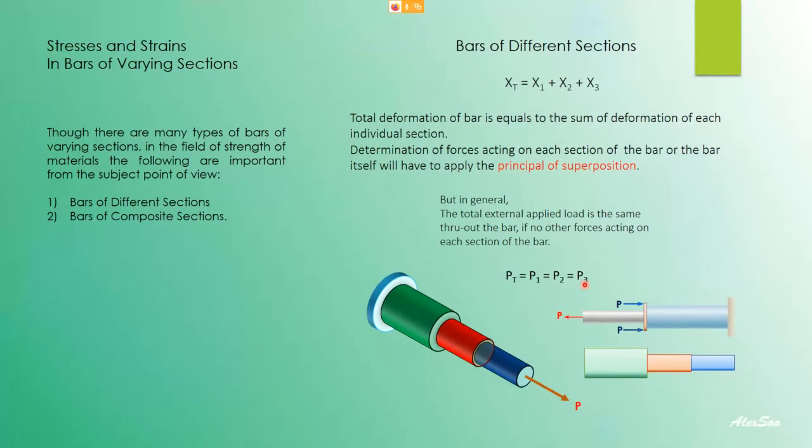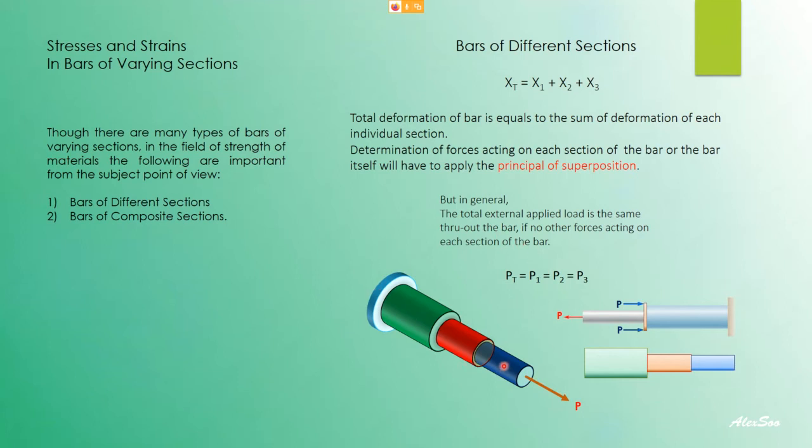So that is what I have written here. First, the total deformation of the bar is equal to the sum of all the deformations of each individual section. Now, determination of the forces acting on each section of the bar will have to apply the principle of superposition. So you apply the principle of superposition if you have forces acting at various sections of the bar. If you have only one pair of forces acting at the outer edges of the bar, then you can straight away apply this. But it is not advisable to use this always. So that is for series bar.